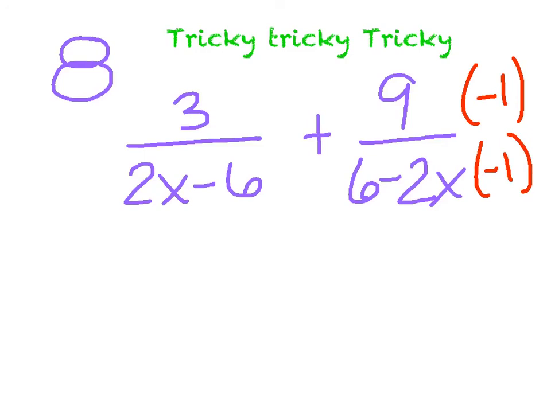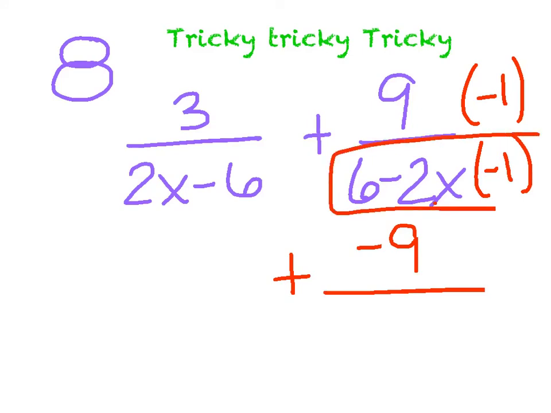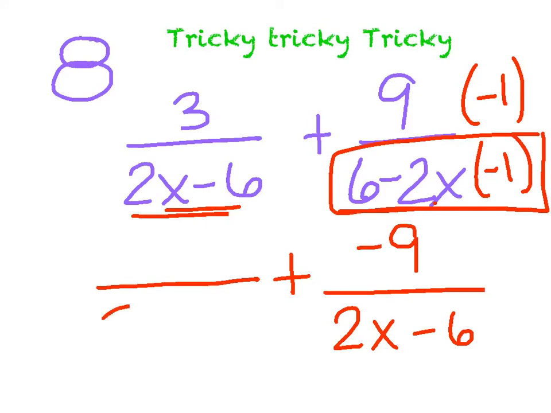In doing that, what that does is I get a negative 9 on top, and now I'm going to get a negative 6 and a positive 2x when I multiply this. And that is going to match this denominator. So again, I just caught that these were different by a negative, so I'm going to multiply this fraction by a negative 1. So I'm going to get a positive 2x minus 6. And again, that's so handy because it matches this denominator now.